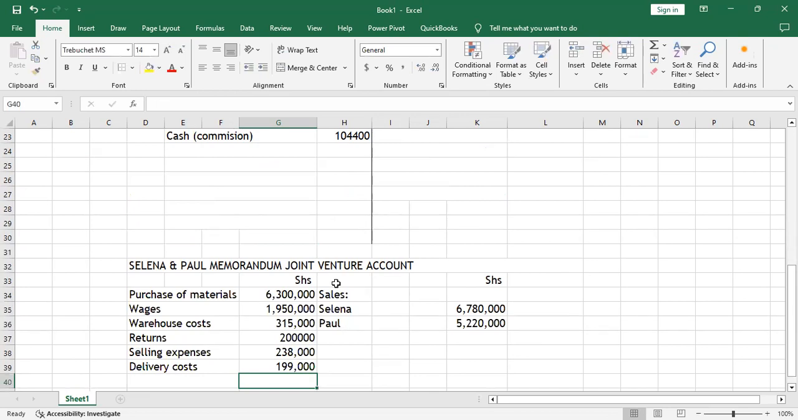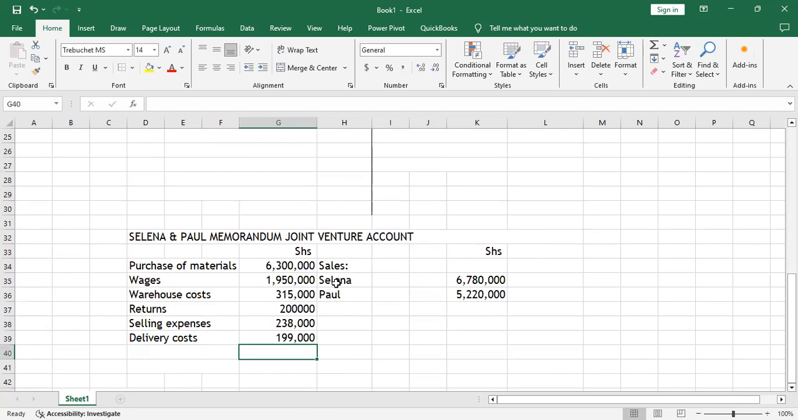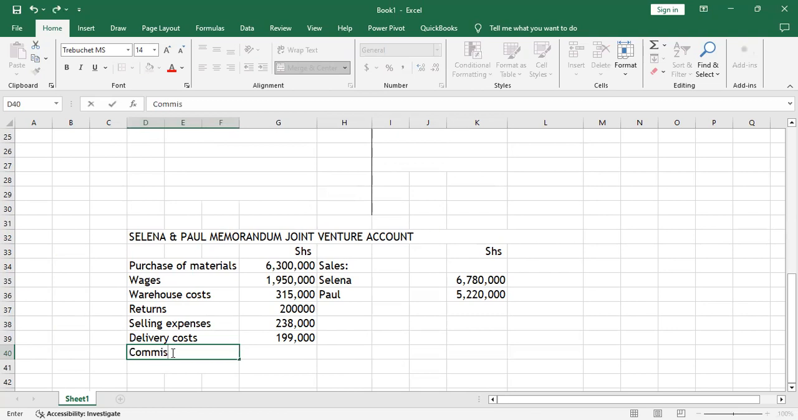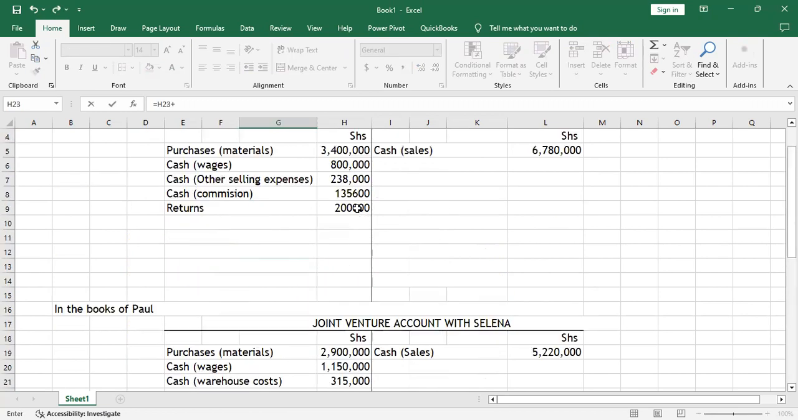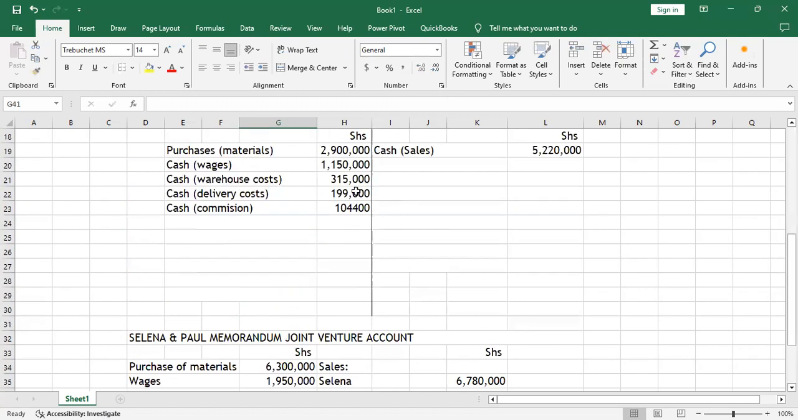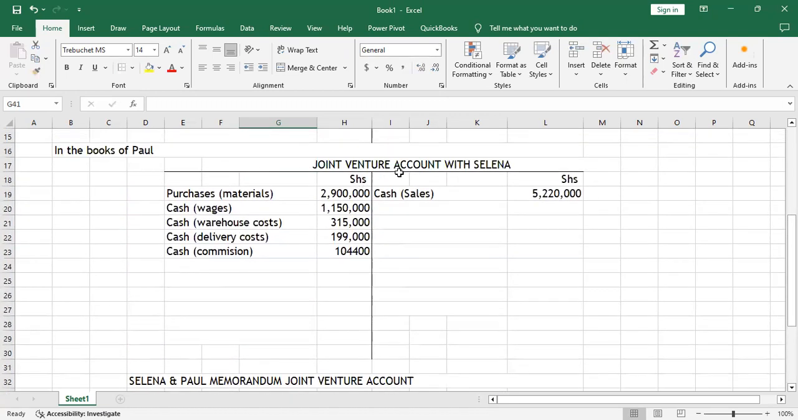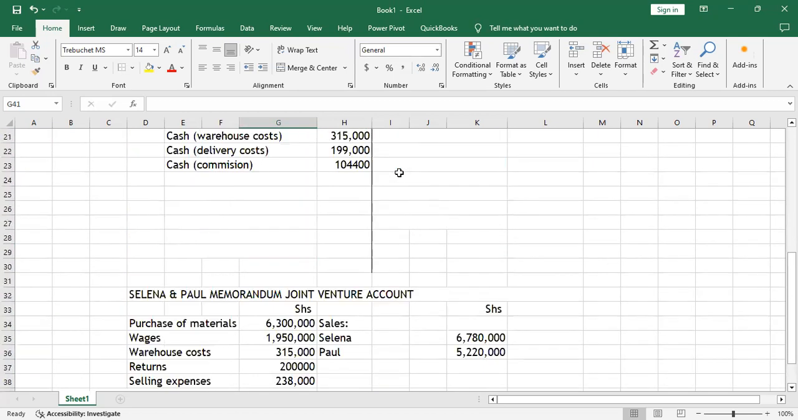Then what else? Selling expenses, we have delivery costs, we have warehouse costs. Then the commission, so bring the commission. You add the commission for the two, it's this. That's our commission. So all the debits have been debited, and then all the credits have been credited in the memorandum joint venture account. So it's just a summary of the information in the other.